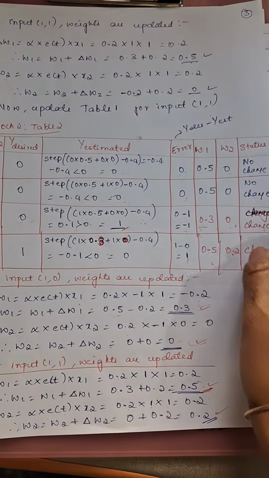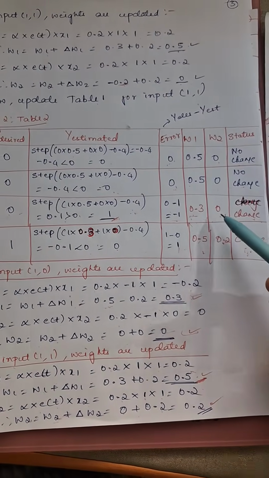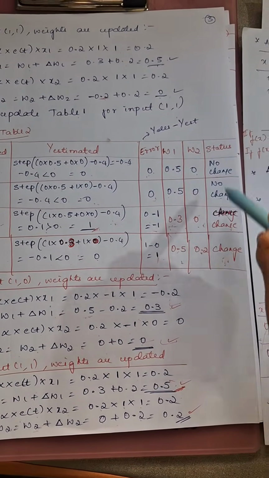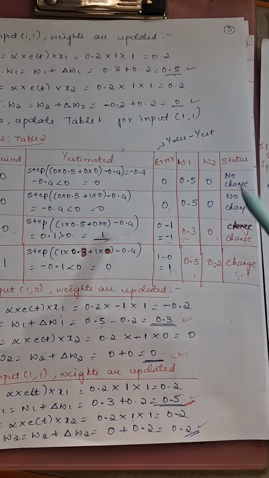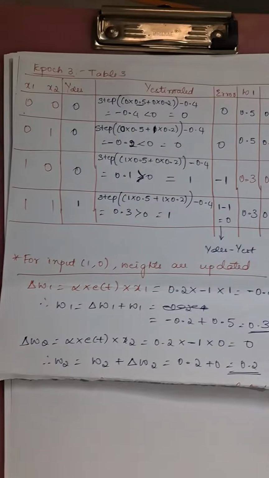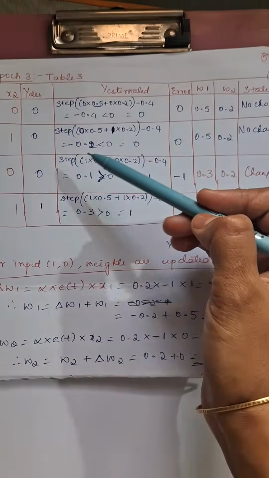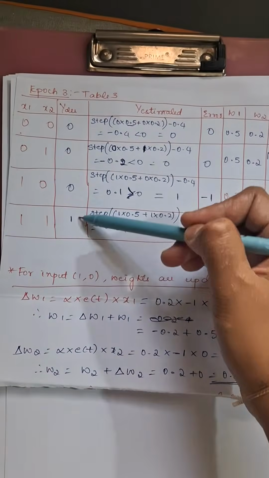Now should I go for the next epoch? Yes, I have to, because until the table does not show any, all status should become no change. Until then I have to keep doing. So now we'll go for epoch 3. Similarly, you would calculate this. Okay, the first 3 columns you know it.